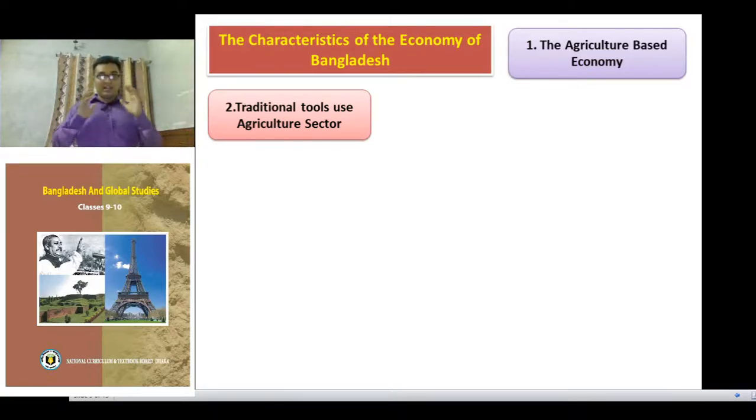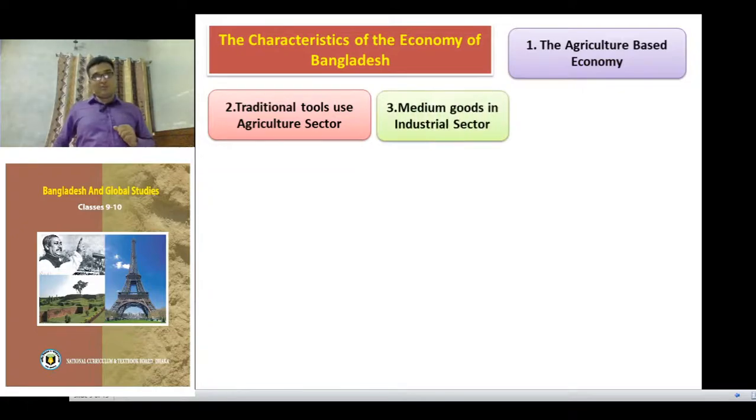Dear students, now I am going to discuss about the next characteristic of the economy of Bangladesh, that is medium goods in industrial sector. Dear students, Bangladesh has some industrial sectors, but we produce the medium types of goods from our industrial sector. So this is one of the characteristics of the economy of Bangladesh.